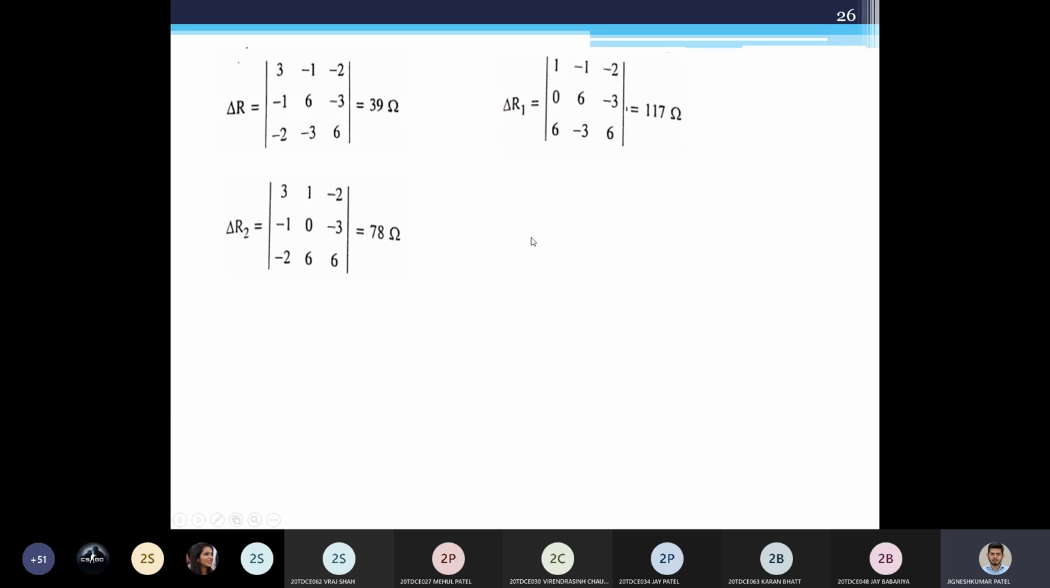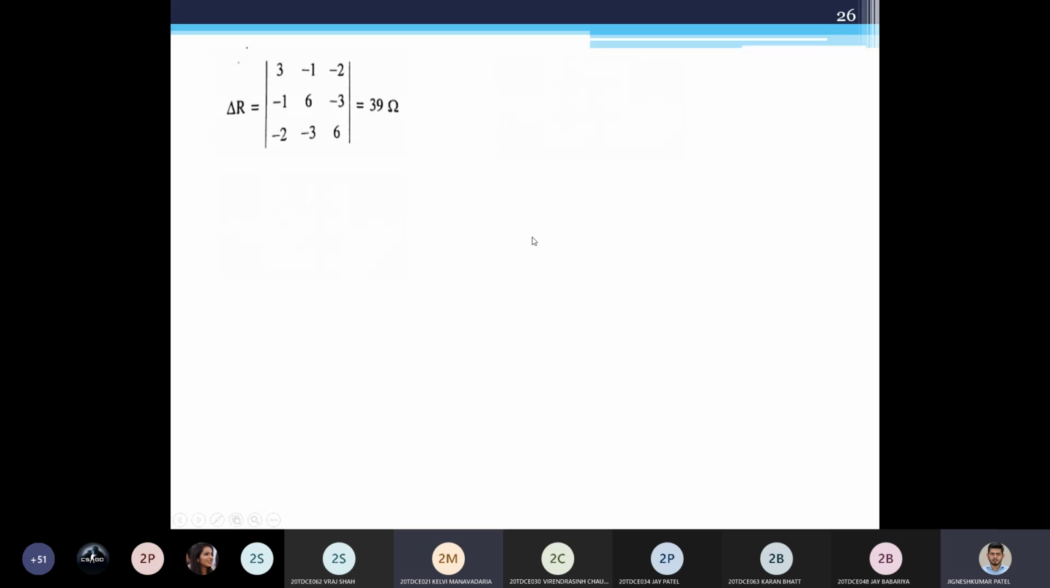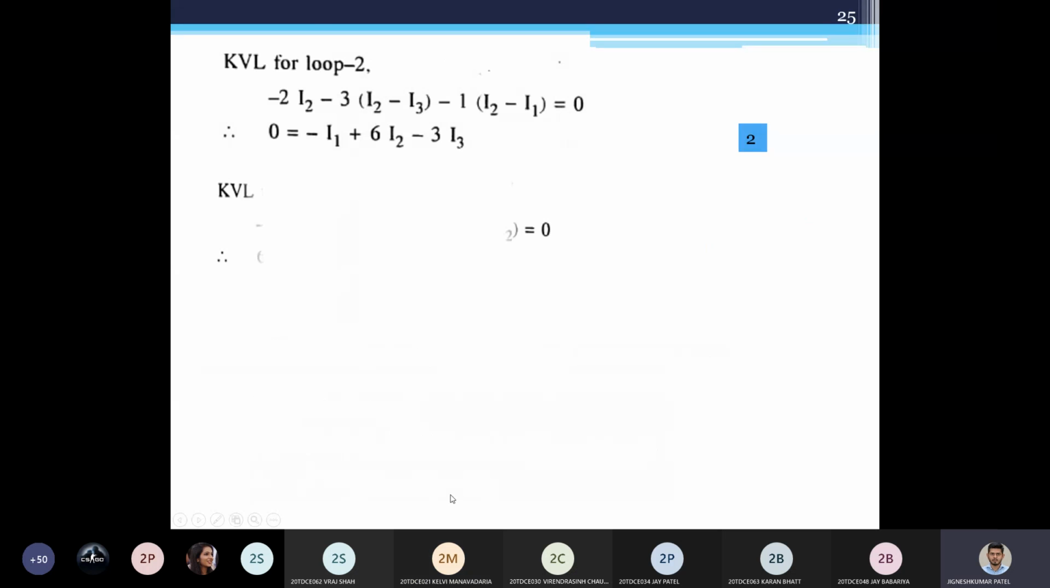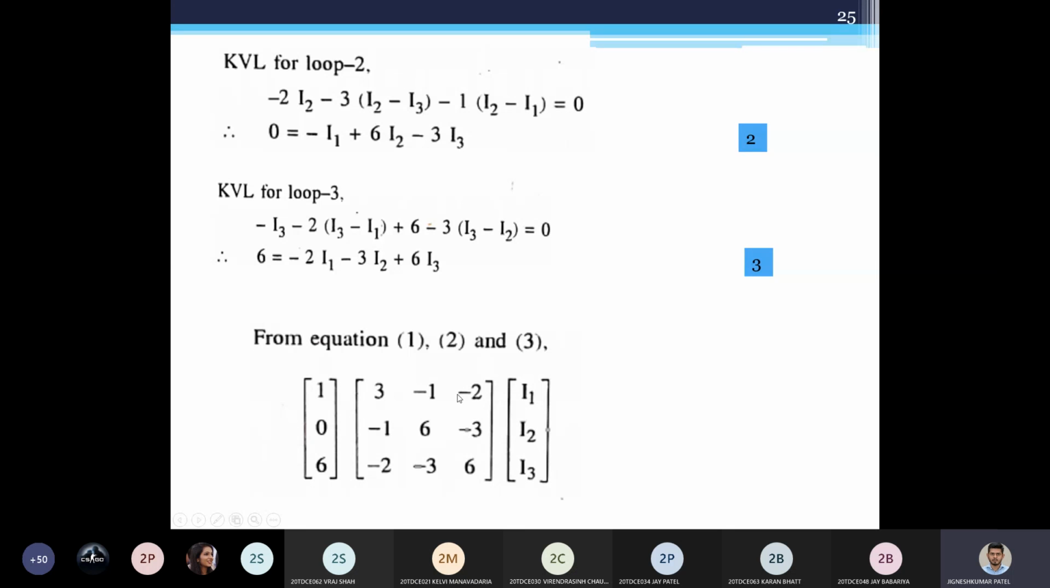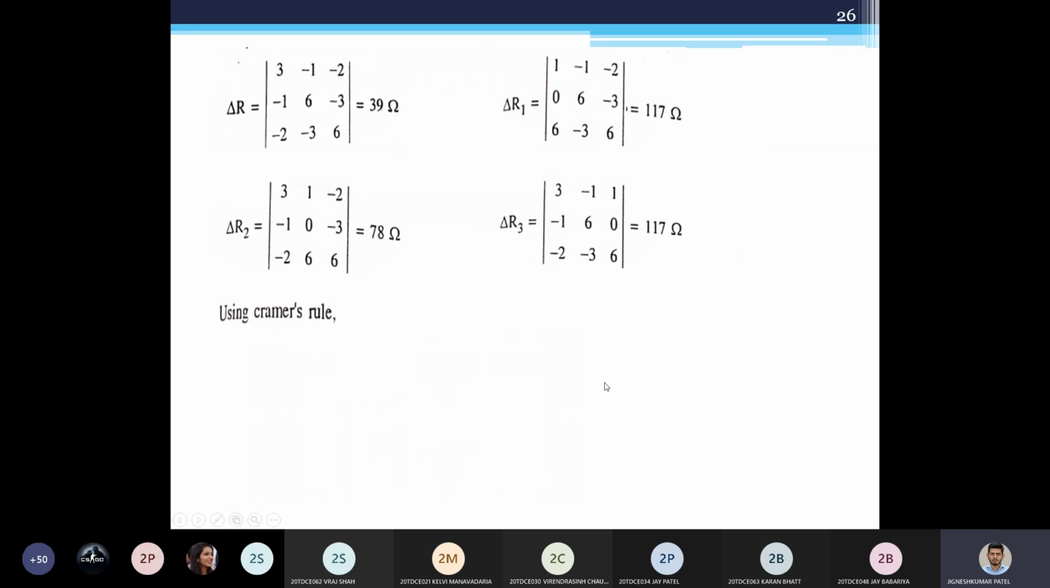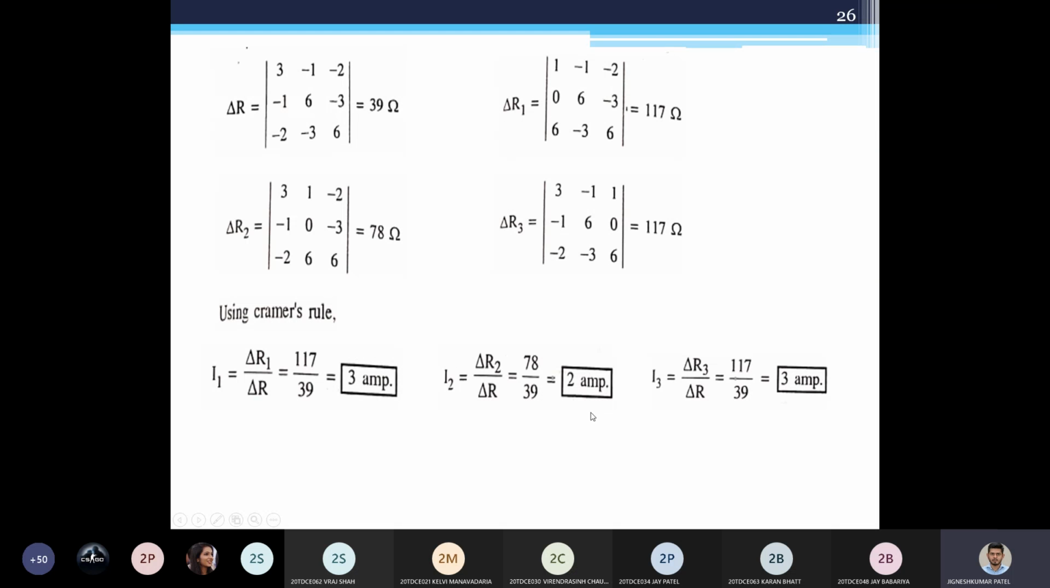Sir, both questions are different. No, they are the same question. So this is the question. 3 minus 1 minus 2. Okay, so the matrix is 3 minus 1 minus 2, 3 minus 1 minus 2. And I am solving this. It's the same question.